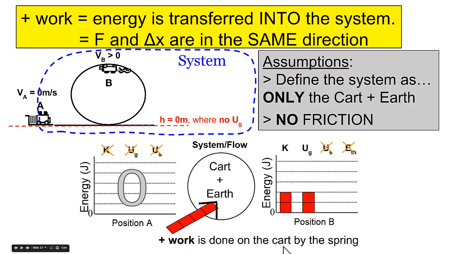Well, what was doing positive work on the system? Positive work was done on the cart, which is part of our system, by the spring, because the cart moved to the right and the spring was pushing on the cart to the right, which is why it was doing positive work and adding energy to our system.